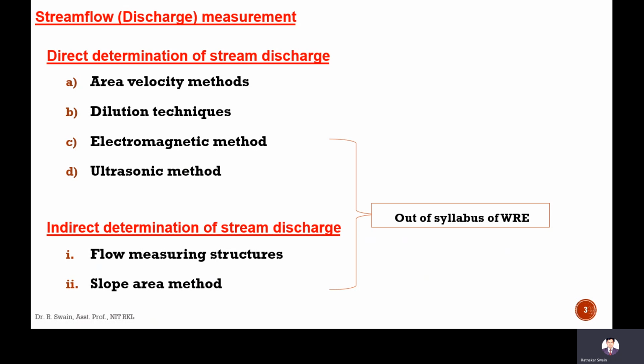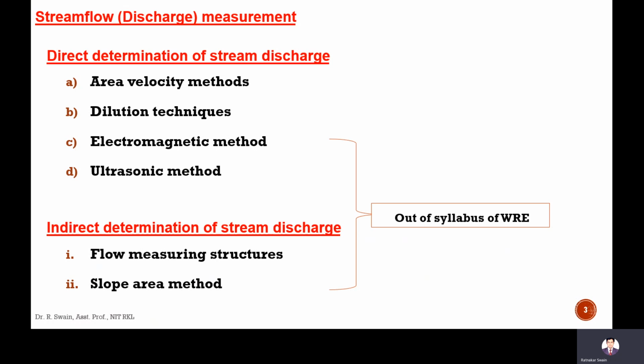Like I told in the last class, discharge measurement is usually very tedious, and it is very costly to measure on a daily basis. Therefore, the stage is measured, and using the rating curve of that gauging station, the discharge is estimated. Rating curve means the relationship between the discharge and the stage. Discharge is not measured on a daily basis.